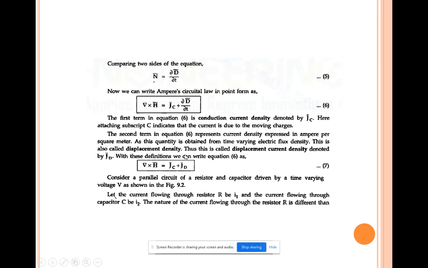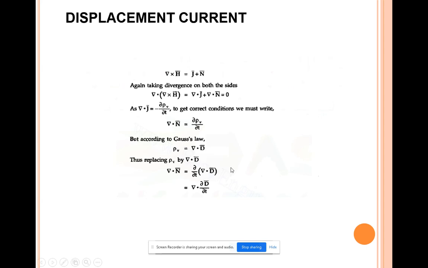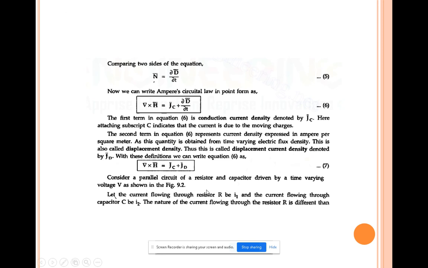So now you compare the two sides of the equation. Here also you are having del dot, here also you are having del dot. Just you remove it. So you will be having only N vector equal to dou D vector by dou T. Okay. So according to Ampere's circuit law, you can write the del cross H vector as J vector C plus dou D vector by dou T.